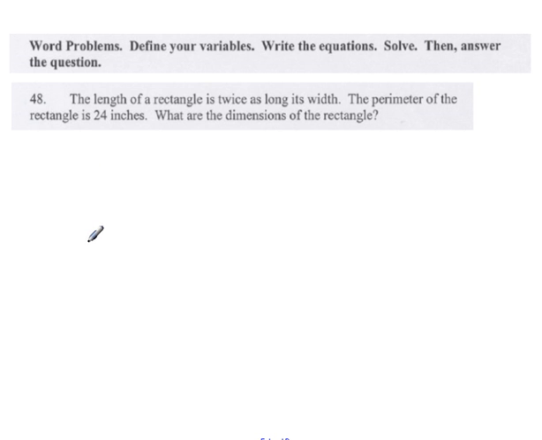Alright, we're going to continue on with the algebra exam review, and we're on problem number 48, the word problems. The first step is to read it, define your variables, write your equations, solve, and then answer the question. This is a perimeter of a rectangle, so my suggestion is you draw yourself a rectangle.